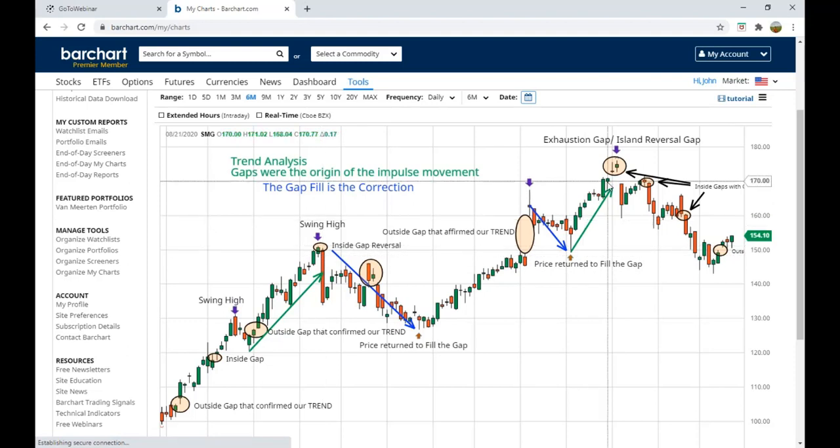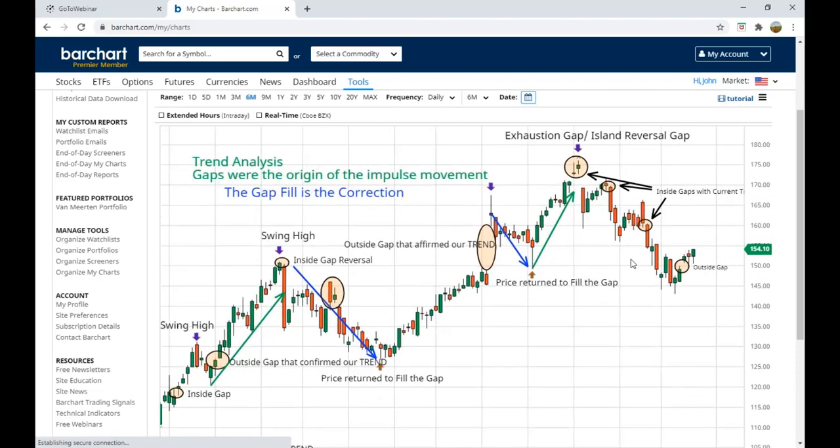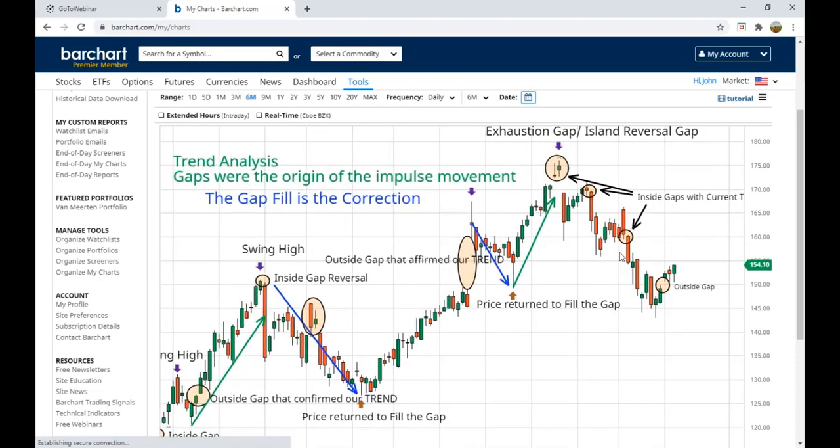Here we see that price affirmed, accelerated, and then exhausted, right? And then we had a gap down, right? That was a change or a reversal of our trend, right? And now price is moving lower. I do see two smaller gaps. These are inside gaps. We'll make that distinction in a second.